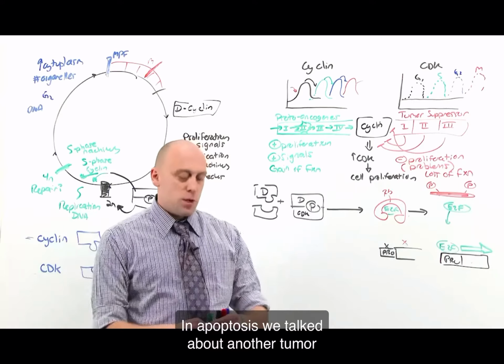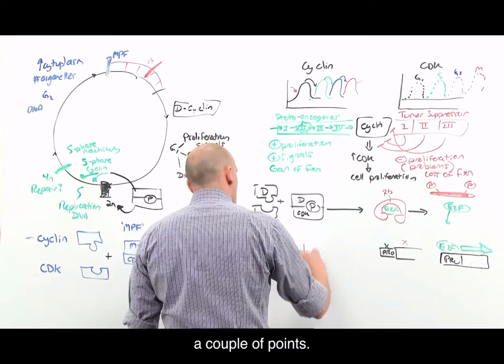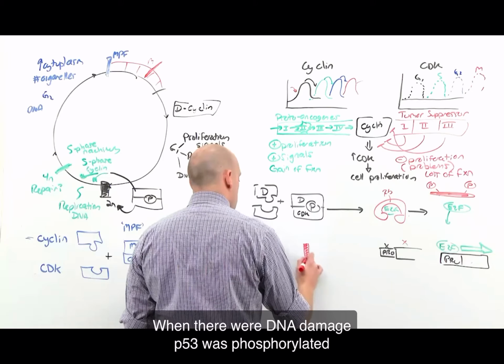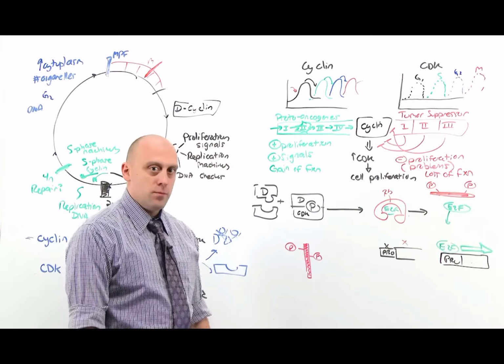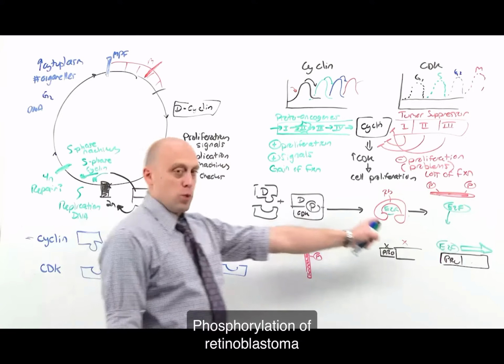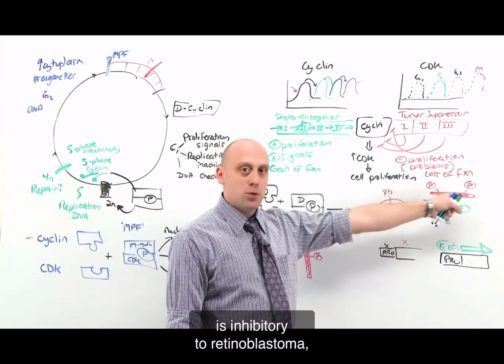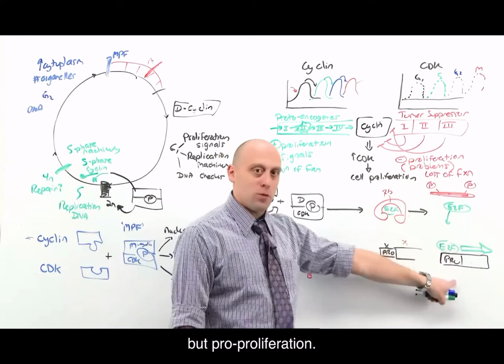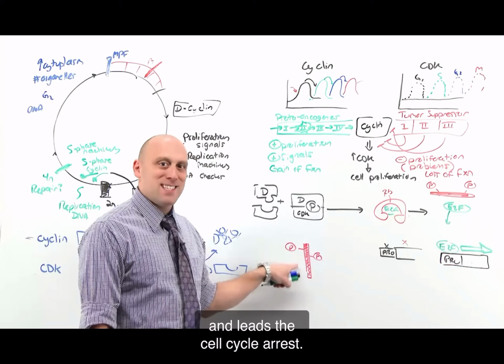In apoptosis, we talked about another tumor suppressor called P53. This is going to be used to illustrate a couple of points. When there was DNA damage, P53 was phosphorylated, thereby being released from the protein MDM. Phosphorylation of retinoblastoma allows the cell cycle to progress. Phosphorylation of retinoblastoma is inhibitory to retinoblastoma, but pro-proliferation. Phosphorylation of P53 activates P53 and leads to cell cycle arrest.